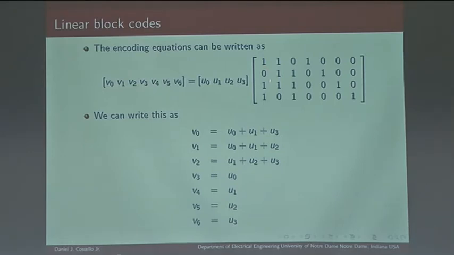So this is U0 plus U2 plus U3. V1 is U0 plus U1 plus U2. V2 is U1 plus U2 plus U3, and these are just the systematic part.